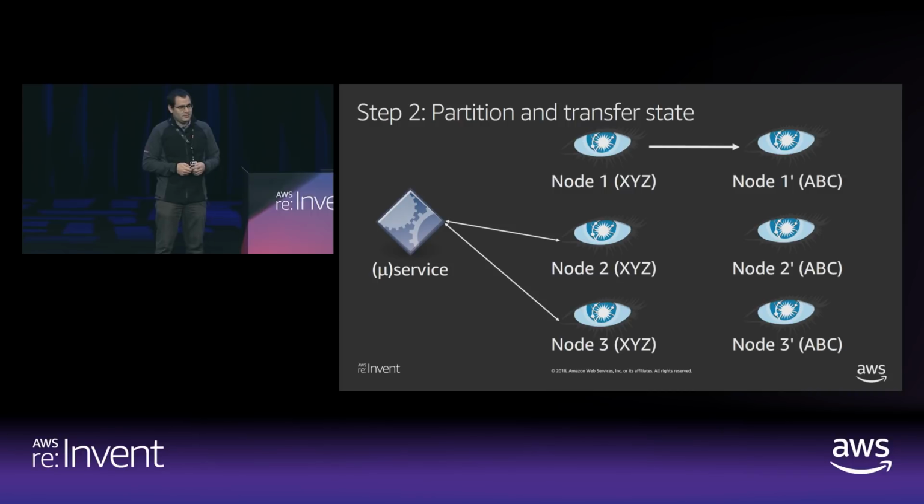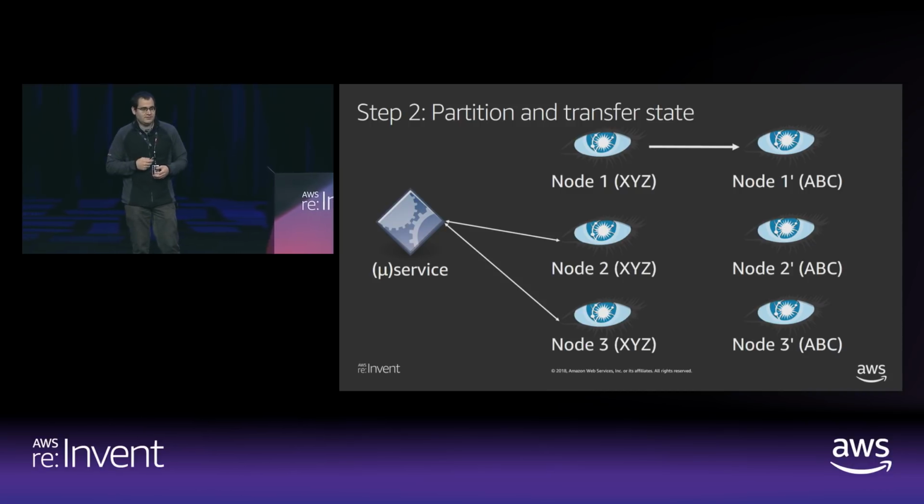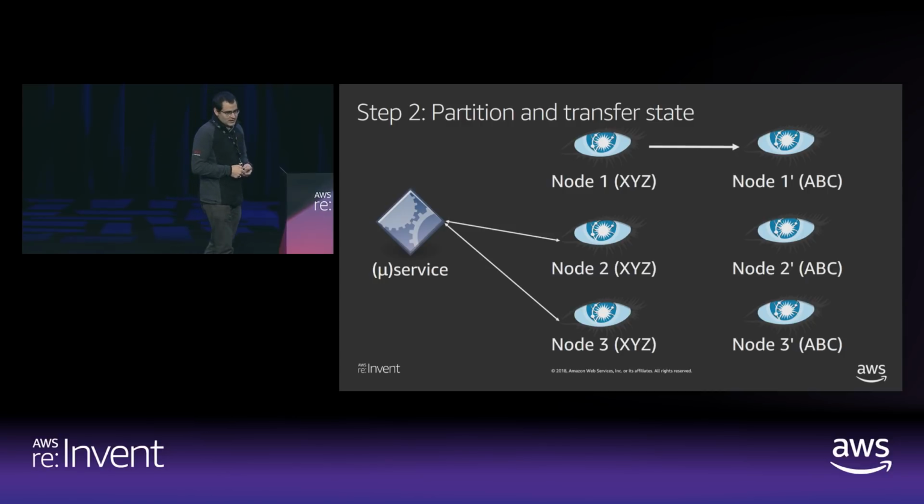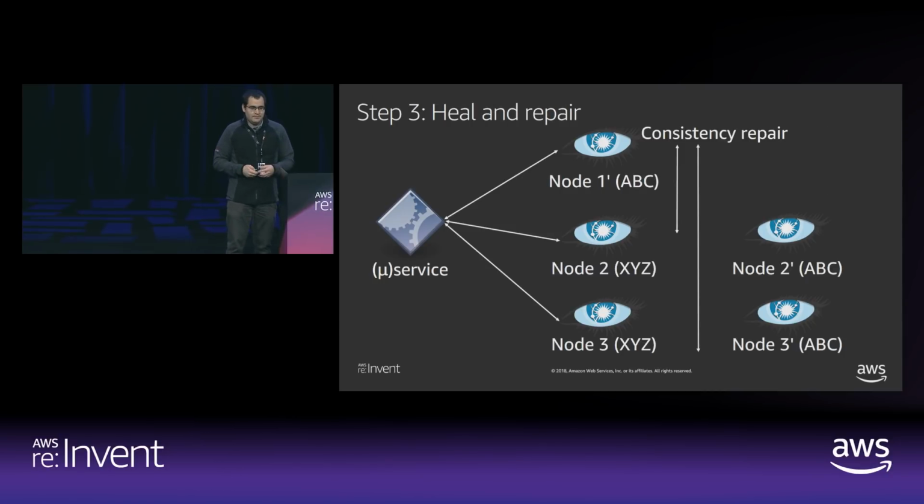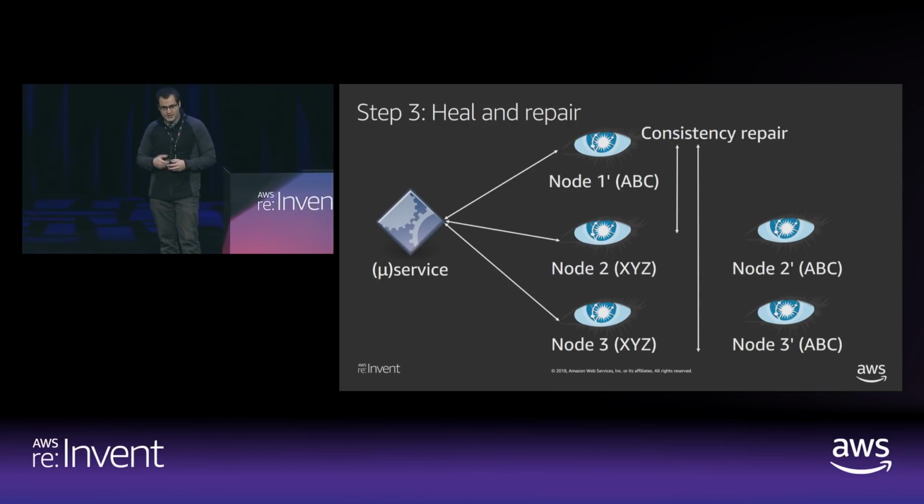So we start by partitioning the app from node 1. A very effective way to partition an app from a data store is to just stop the data store. And we move state from node 1 to node 1 prime as fast as we humanly can. And after we've done that, we can now promote node 1 prime into the cluster. And it can start taking reads and writes from the service.